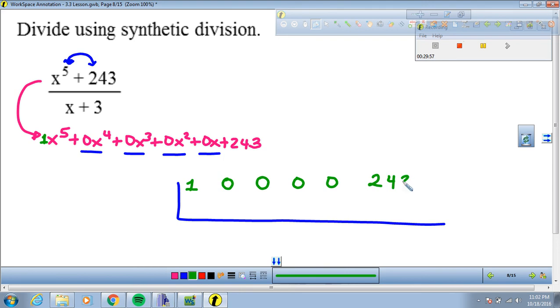And believe me, it makes a difference if you do not put the zeros that you're supposed to, then you're probably going to get another answer that is not right. Minus 3, x equals negative 3.